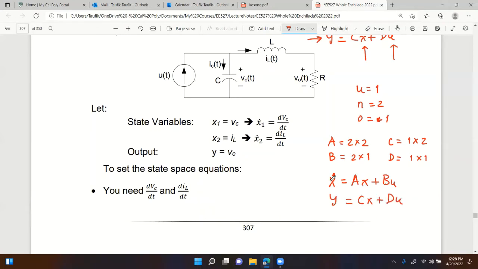And let's start with the x dot equation. So I need dVC/dt and I need dIL/dt. Now, think about it first. If you're looking for the equation for x1 dot, that's dVC/dt, right there. Just focus on dVC/dt. What law do you apply to the circuit? Is it KCL or KVL? Anybody?